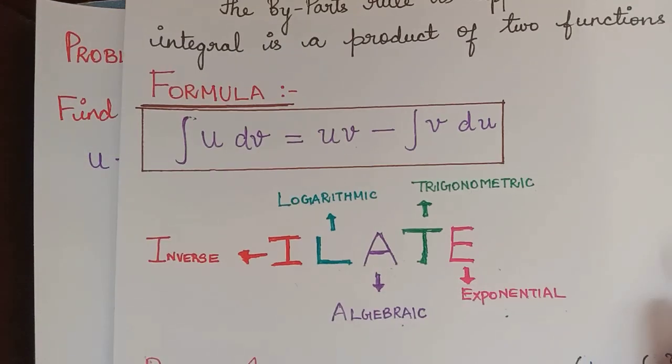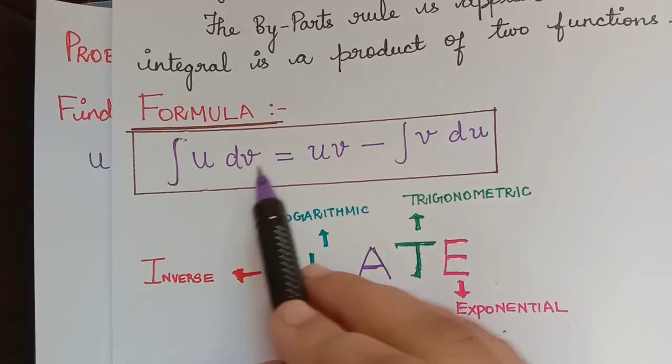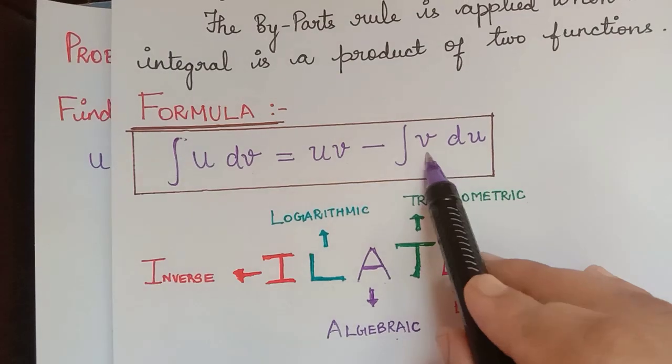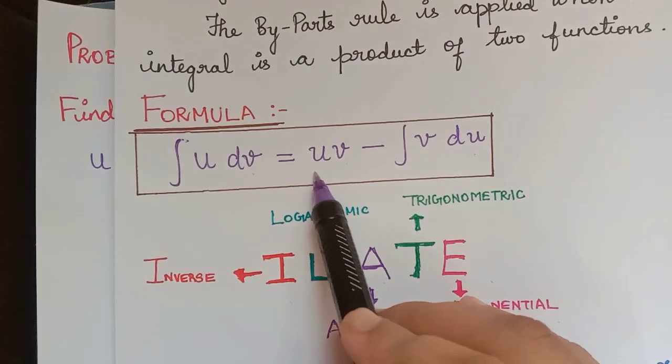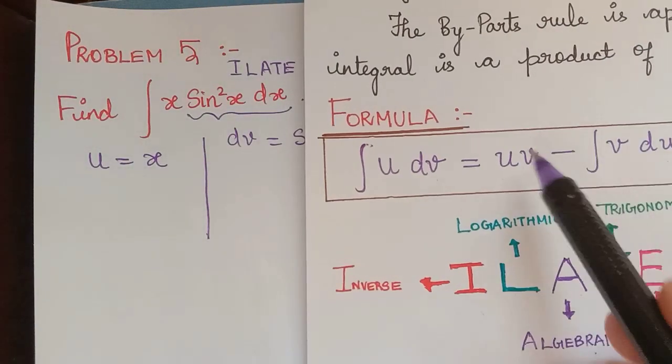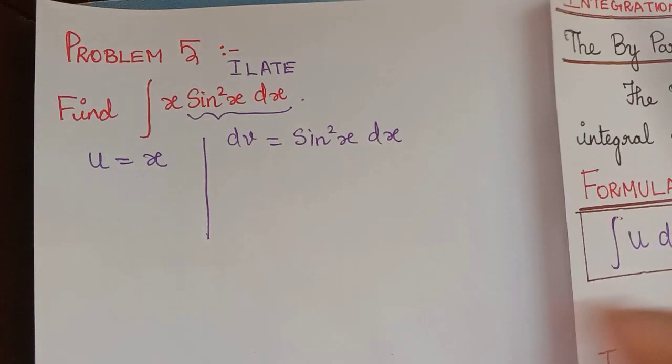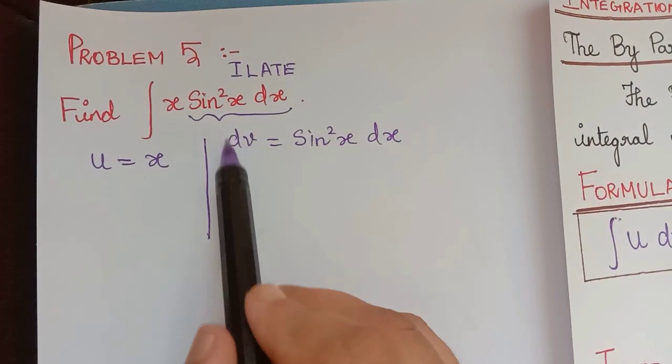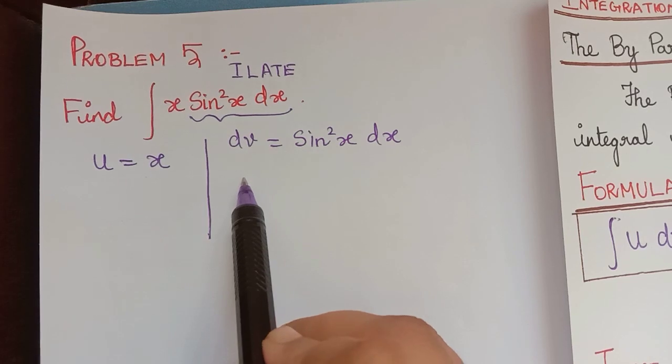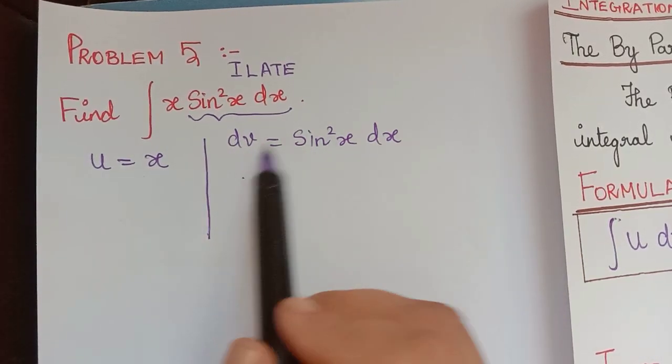Now to apply in this formula, integral u dv is equal to uv minus integral v du. So we have u here. Next we have to find v. V is the integral of dv. So if we integrate dv, we get v. So we have to apply integral on both the sides.